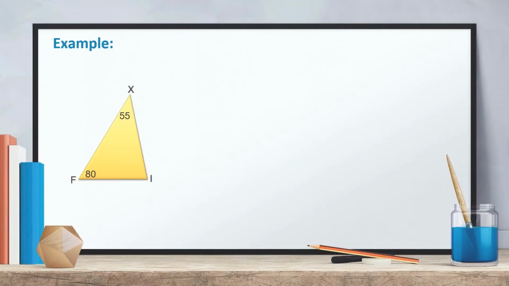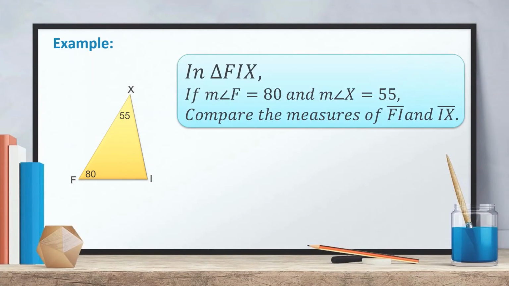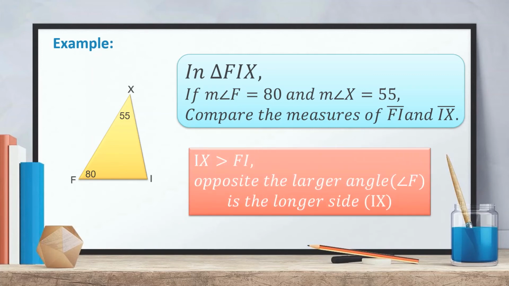For example, in triangle FIX, if the measure of angle F is equal to 80 and the measure of angle X is equal to 55, let's compare the measures of FI and IX. Based on the given measurements, angle F is greater than angle X. So we can now say that IX is longer than FI, because opposite the larger angle F is the longer side IX.